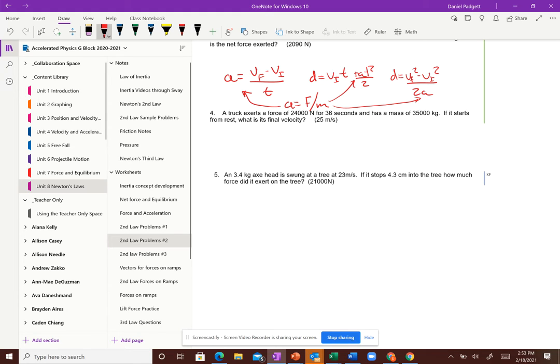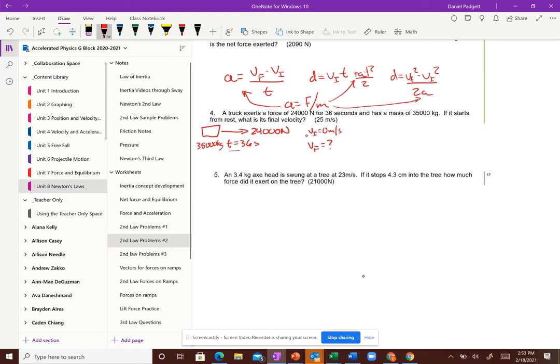So let's take a look at number 4. In this one, a truck exerts a force of 24,000 newtons, so it's pushing this way, 24,000 newtons, and it's going to do that for 36 seconds. The truck itself has a mass of 35,000 kilograms. Our end goal is to find, if it's starting from rest, which tells me vi is 0, what is its final velocity? So we're looking for vf.